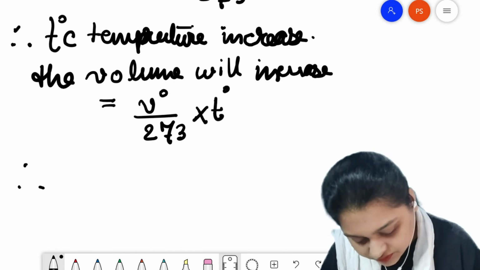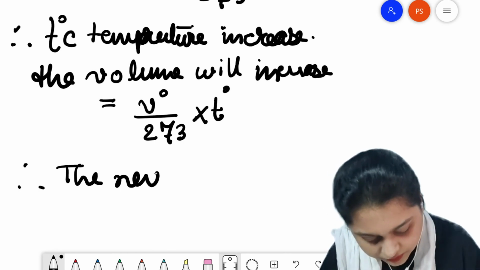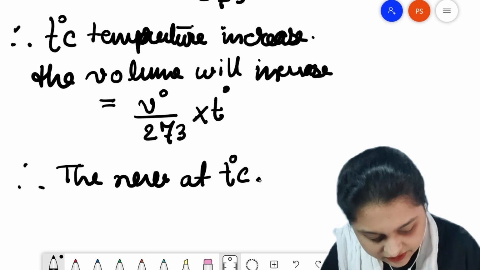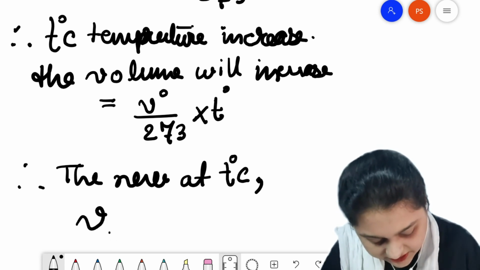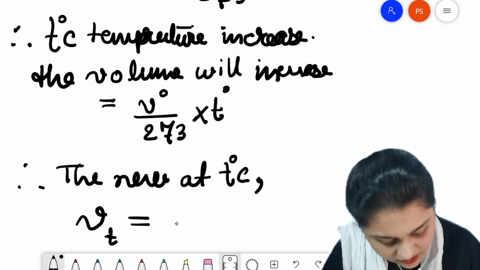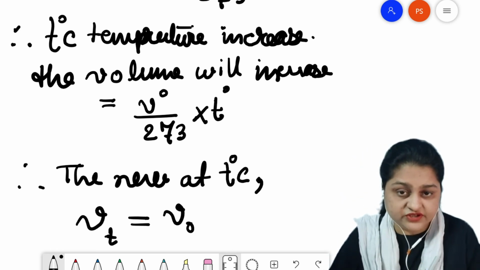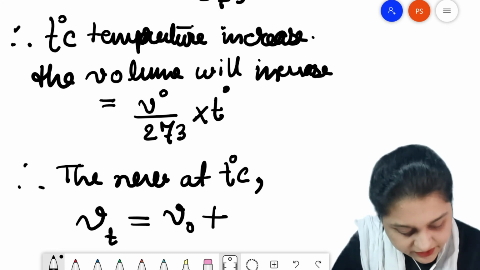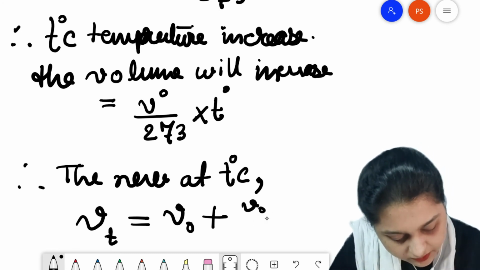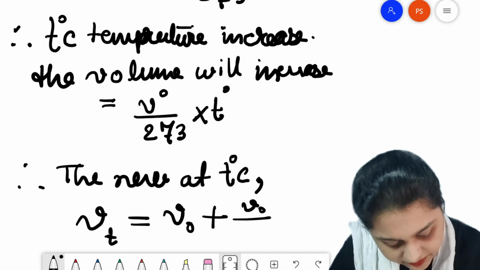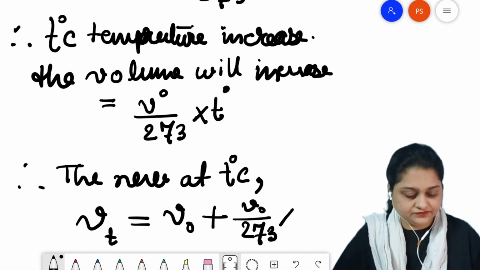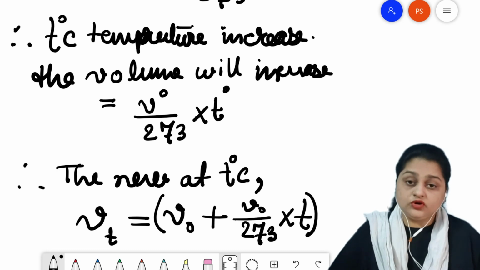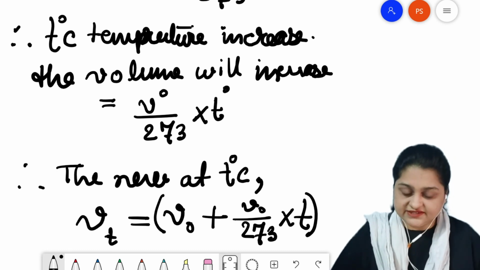Therefore, the total volume, the new volume at T degree Celsius temperature, will be Vt equals V naught, the initial volume at 0 degree Celsius, plus the volume increased after T degree Celsius temperature increase, that is V naught by 273 multiplied by T. This is the total amount of new volume after T degree Celsius temperature increase.